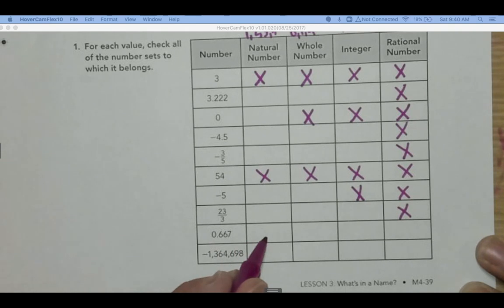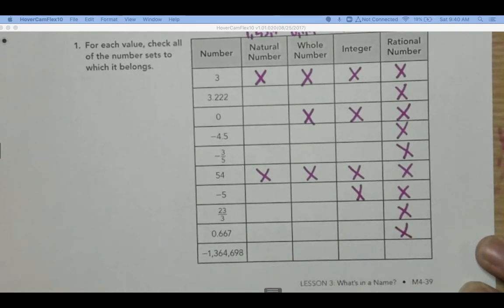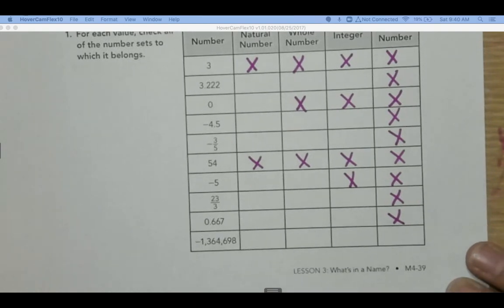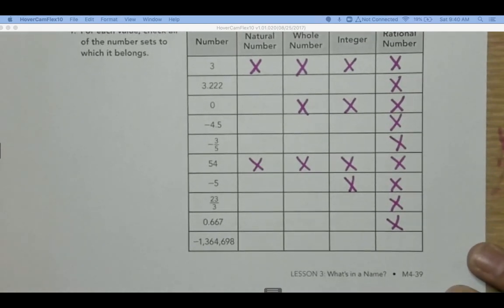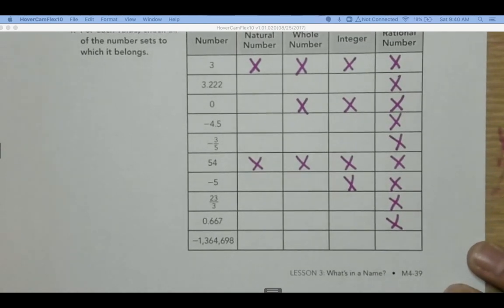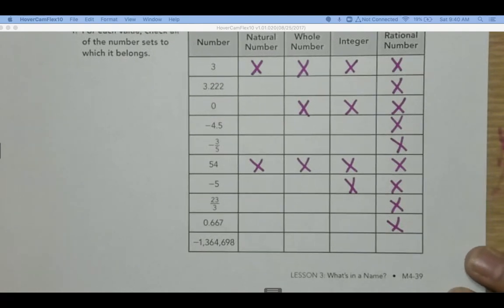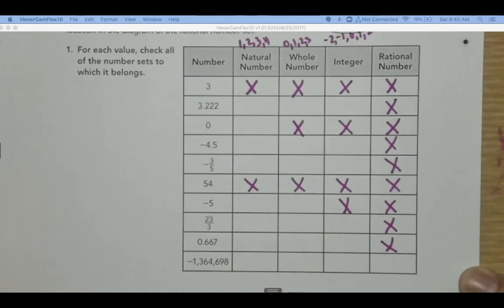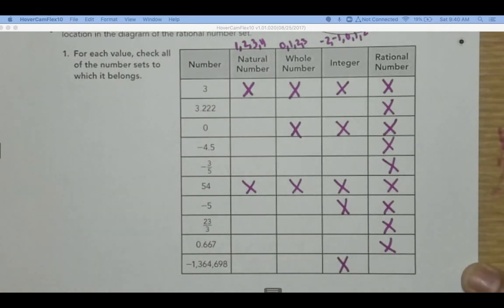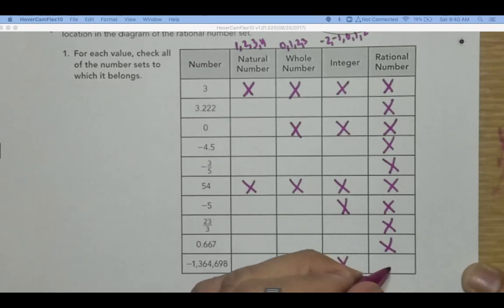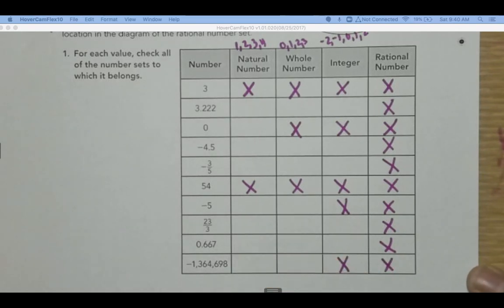667 thousandths is not a natural number, not a whole number, not an integer. It is a rational number. Negative 1,364,698. It's not a natural number because that starts at 1. It's not a whole number because that starts at 0. It is an integer because it would be on my list of all negative and positive numbers that are not decimals, and therefore it is a rational number. Okay?